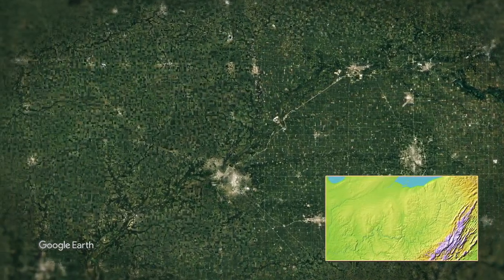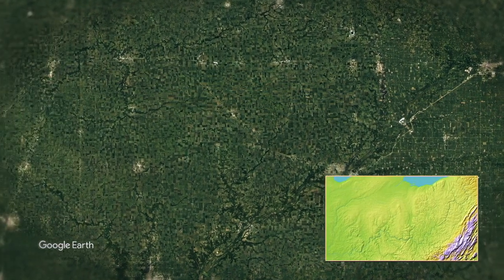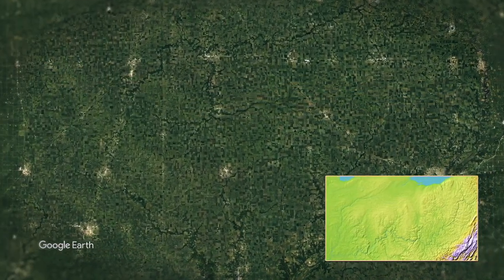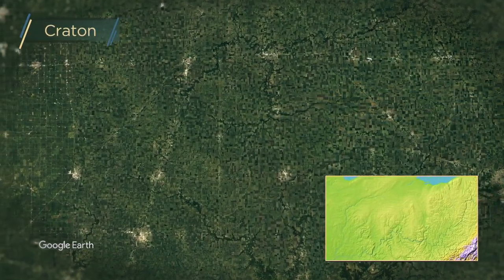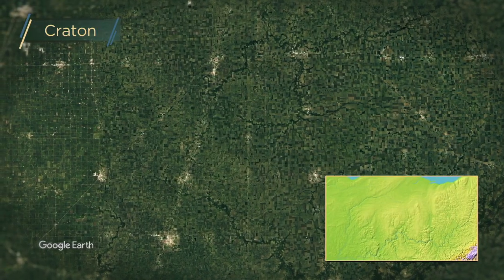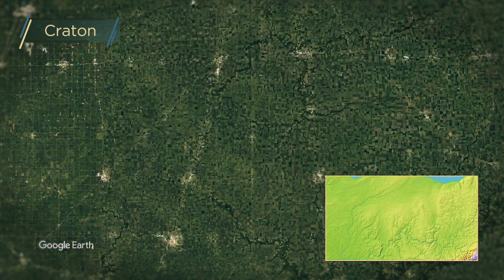The interior portion of the United States is underlain by very ancient, stable rock called a craton. Cratons represent the very beginning of the forming of the North American continent. The word craton comes from the Greek word for strength. It was first used in the early 1900s to describe ancient parts of the crust that were old and had undergone multiple tectonic events, but were now stable.